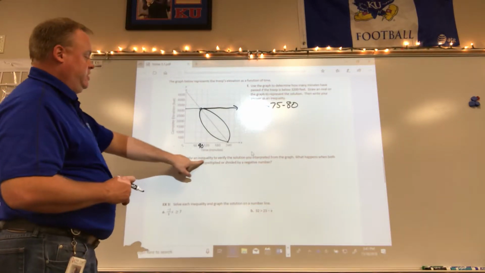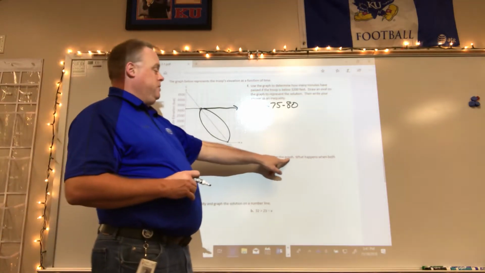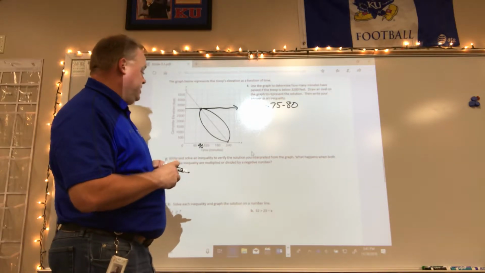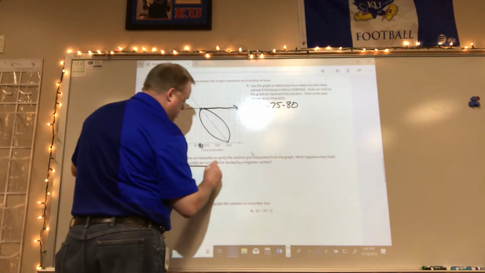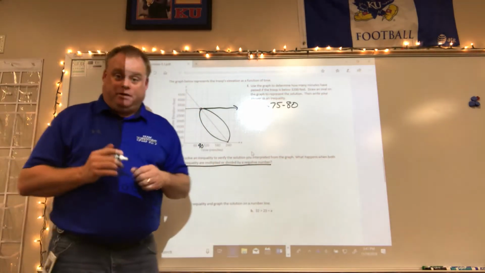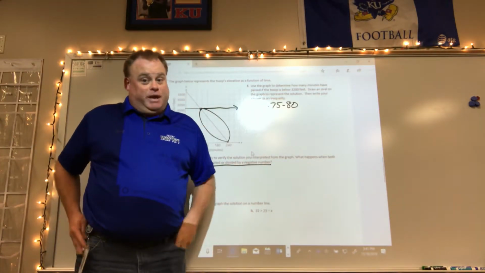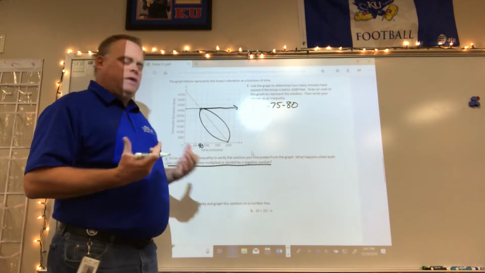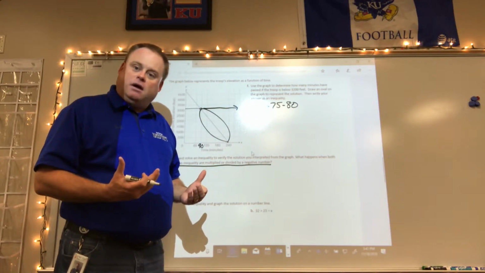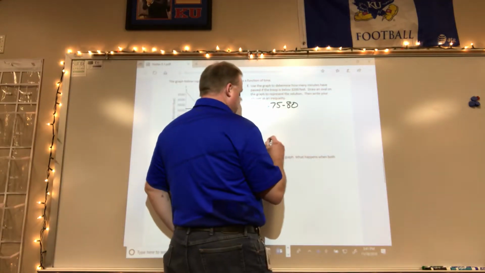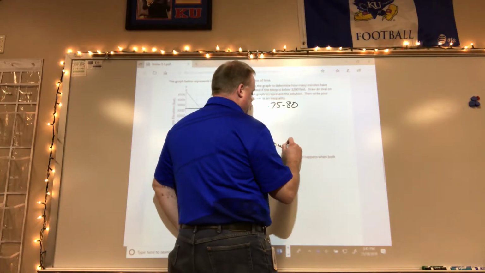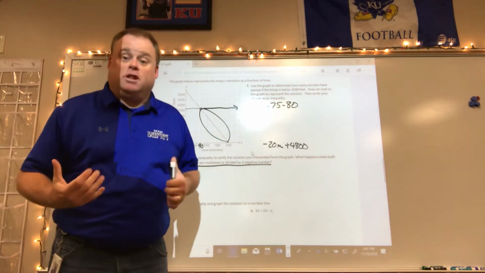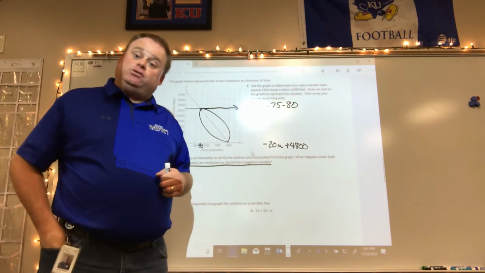It says, write and solve an inequality to verify the solution you interpreted from the graph. What happens when both sides of the inequality are multiplied or divided by a negative number? I think we've already dealt with that, but that's a big one, right? Okay, so here we go. Do I have a function already? Well, yeah. I have this negative 20m plus 4,800. And what do I want to be less than or below? I want to be below 3,200 feet.